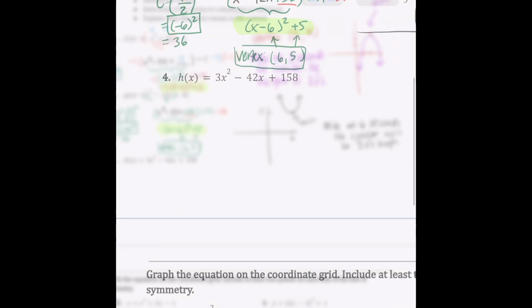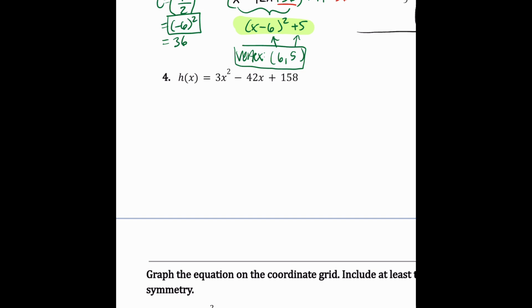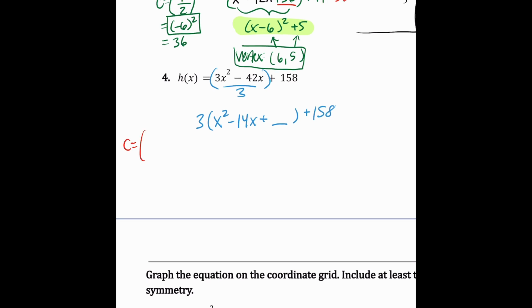Okay, we have h of x equals 3x squared minus 42x plus 158. I want my a value to be 1, so I need to factor out a 3. So I'm going to divide the first 2 by 3. I have 3 factored out. x squared minus 42 divided by 3 is going to give me negative 14x, plus, I don't know my c value yet, plus 158. Okay, I need to find my c value by taking my new b value, which is negative 14, and dividing it by 2, and squaring it, where I get negative 7 squared, which is going to give me 49. Okay, so I'm going to add 49 inside and subtract 49 outside.